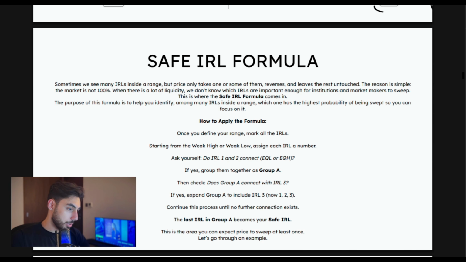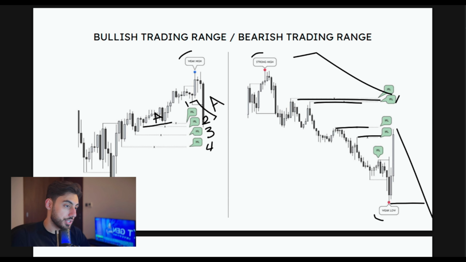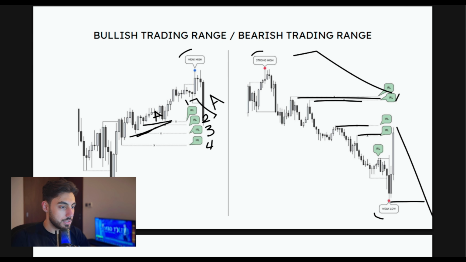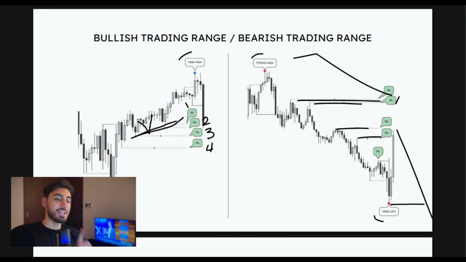Now you're going to continue and ask, does group A make a connection with internal liquidity number 3? The connection should be a trend line liquidity, right? So take a look. This is not a trend line liquidity. Let me clean this here. See, this is not a trend line because it should get tapped here too. In that case, I'm going to stop and take the last internal liquidity of group A as my safe internal liquidity point. So number 2 here is going to be my safe internal liquidity point.